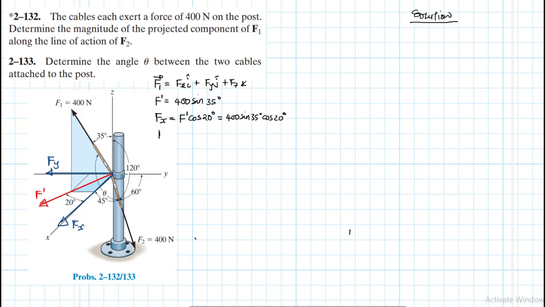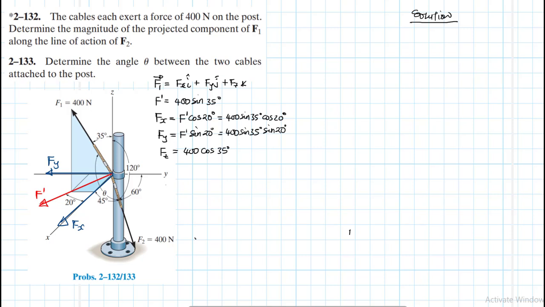Okay, and then Fy is also going to be equal to F prime sin 20, and this is going to be equal to 400 sin 35 sin 20, and then Fz is equal to 400 cos 35 degrees.